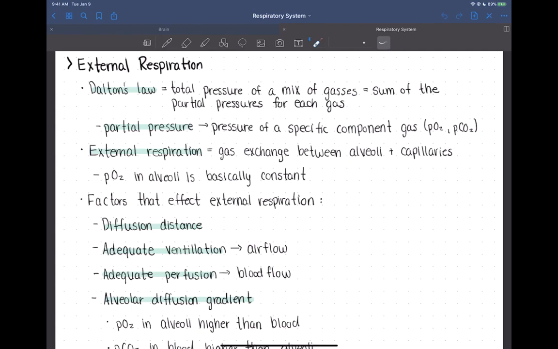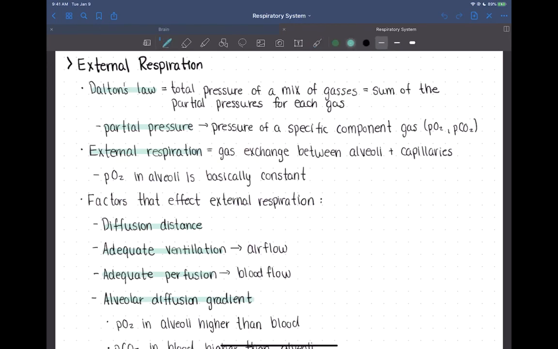All right, so let's talk about external respiration. This is gas exchange between the alveoli and the capillaries, so this is occurring in the lungs. With external respiration, it's important to keep in mind that the partial pressure of oxygen in the alveoli is essentially constant, because the alveoli have a constant supply of oxygen from the atmosphere. So that partial pressure in the alveoli, when we look at our picture, is not going to change.